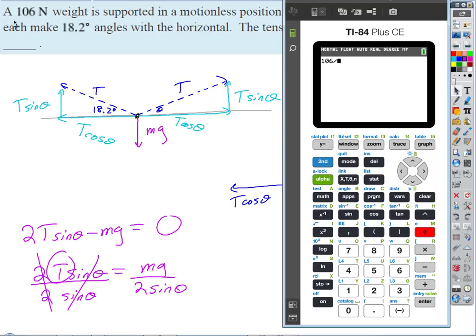Because they're giving us a weight, not a mass, so the g is already incorporated. I know that m times g is that. You can call it F sub g if you want to call it gravitational force. I always call it mg, because we know that's what the gravitational force is, what weight is. So there's my 106 divided by, in my calculator, I must put it in parentheses, because I'm dividing by the whole denominator of 2 times sine 18.2.